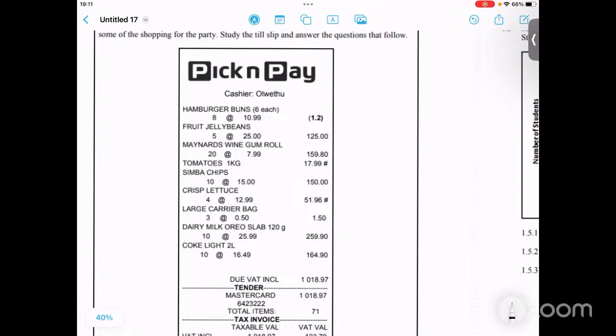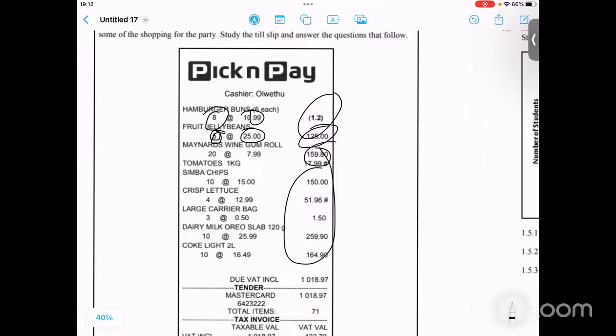So it's 10 multiplied by 15, which is 150. So the prices that you see there, they just took the number of units that this person bought multiplied by the price for one. So that's 10 Simbas. She bought 10 Simbas, then one cost 15 rand. So that means it's 15 plus 15 plus 15, 10 times. So it's going to be 150.